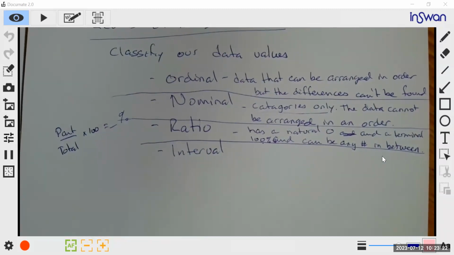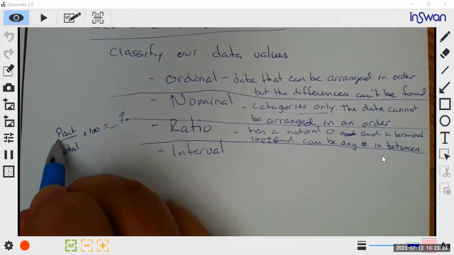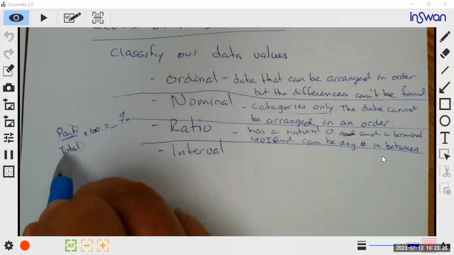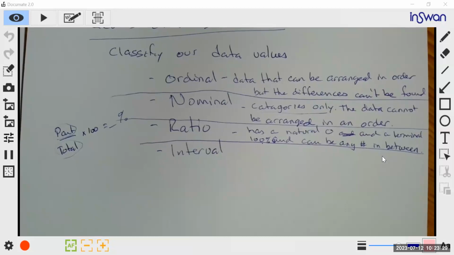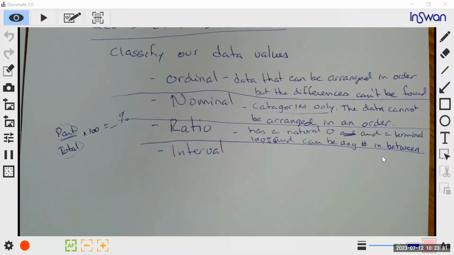So, going into the basic idea of things, can the part ever be bigger than the whole? Nope, it can only be as big. The best it could be is as big as the whole. It can never be bigger than the whole, because then it wouldn't be a part of it.